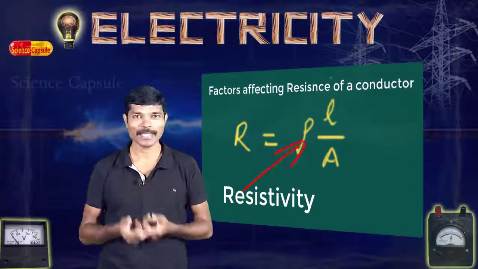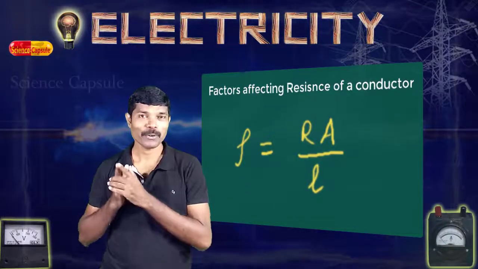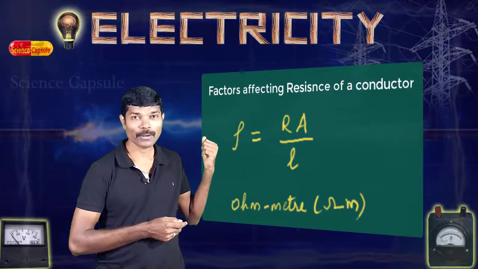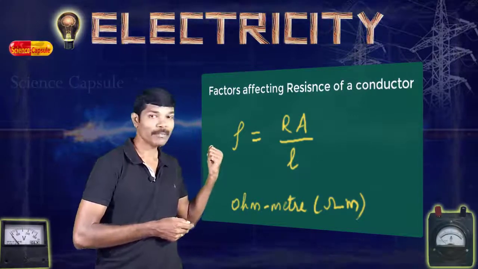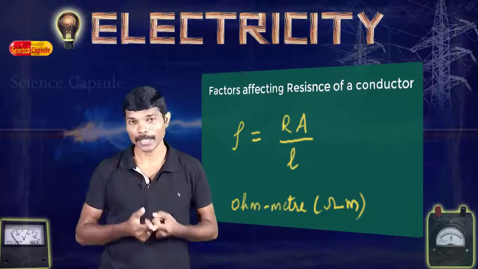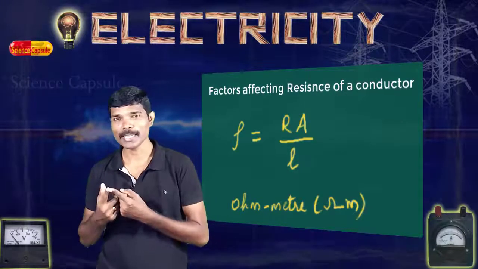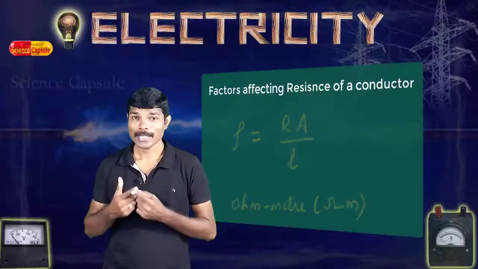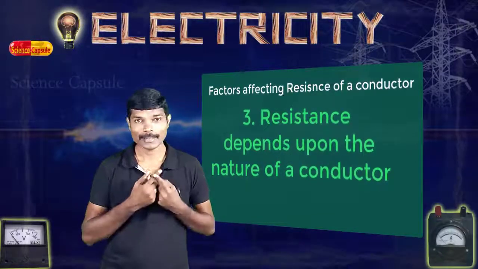So upon rearranging this, we will get rho is equal to RA by L, and the SI unit of resistivity is ohm meter. Here, substituting the SI units of the physical quantities, we will finally get the unit of rho as ohm meter. Here the resistivity is the characteristic property of every conductor. If the resistivity of a conductor is more, then it will offer more resistance. If the resistivity is less, then it offers less resistance. The resistance of a conductor also depends upon the nature of the material taken as the conductor.